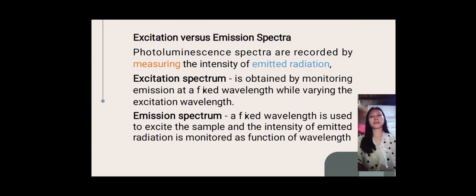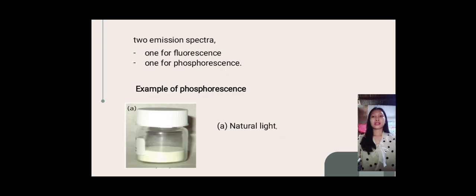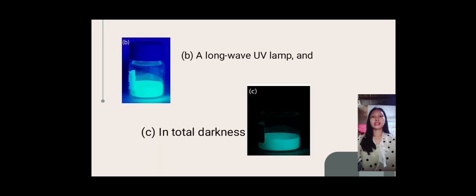The two emission spectra are one for fluorescence and one for phosphorescence. Here is an example of phosphorescence. In A, it is under natural light, and B is under a long wave UV lamp, and lastly, in total darkness.